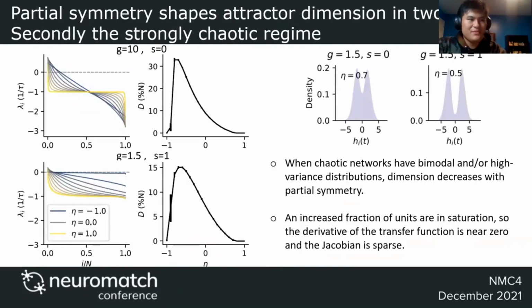In the strong chaotic regime, distributions of unit activities are either large variance, bimodal, or both. And this results in a large fraction of units for which the nonlinear transfer function tanh has a slope of almost 0. In this case, many entries of the Jacobian are almost 0 as well, and fewer directions have components of positive exponential growth of perturbations. In this regime, greater partial symmetry decreases dimensionality by further increasing the saturation of network units.